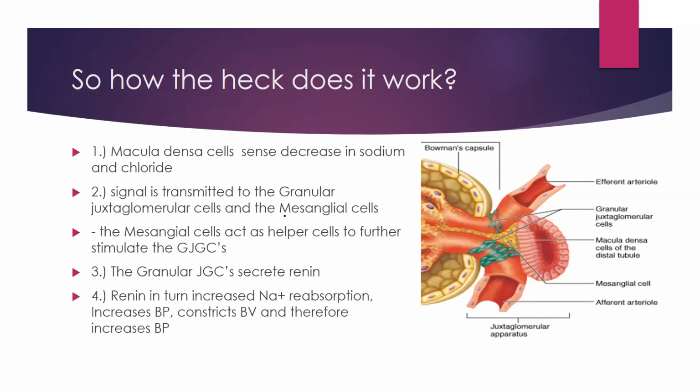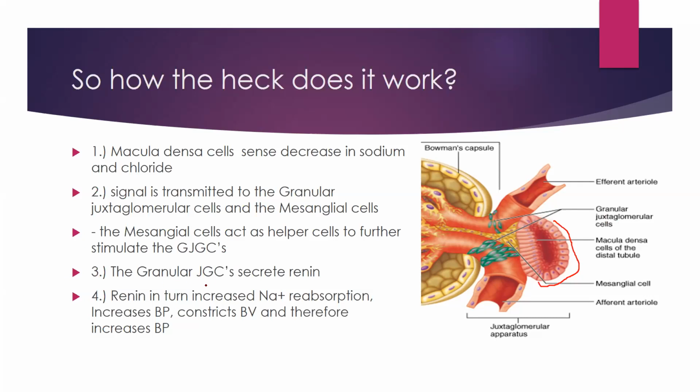So let's talk about that a little more in depth. How does this work? Well, it's a very complicated mechanism. I'd like to see how these guys figured this out in the first place. But basically, you've got these macula densa cells, which live right here. They are lining the distal tubule. As the distal tubule either expands or contracts, it'll send information to these macula densa cells. The macula densa cells can sense increase or decrease in sodium levels. As they sense that, they will signal to the granular juxtaglomerular cells and to the mesangial cells and tell them what's going on and how to respond. The mesangial cells act as a helper to also signal these granular juxtaglomerular cells to respond to stimuli.